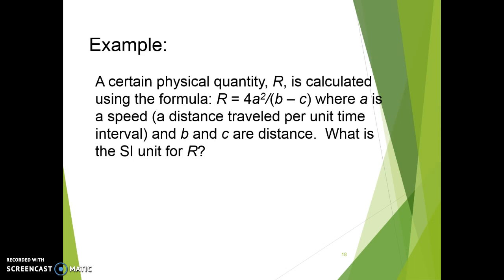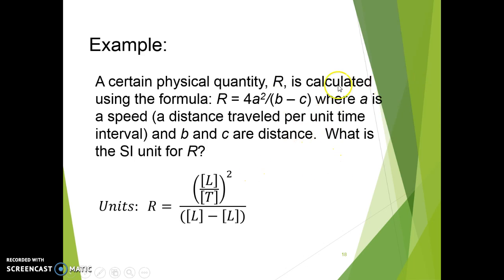You better have paused and tried it out. So let's check it. Okay, let's plug in our values. So r is equal to 4, again, just a number with no units, so we don't have to worry about that. We have a, which is distance over time, or length per unit time, and a is squared. And then on the bottom we have length minus length. So what are units of length minus length? Do they just go away?